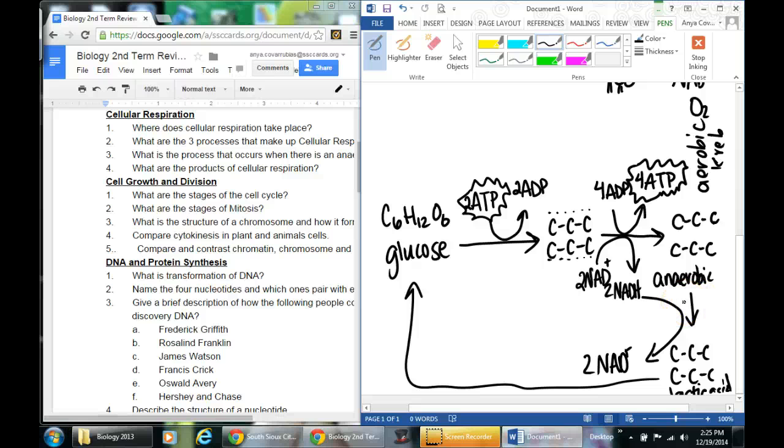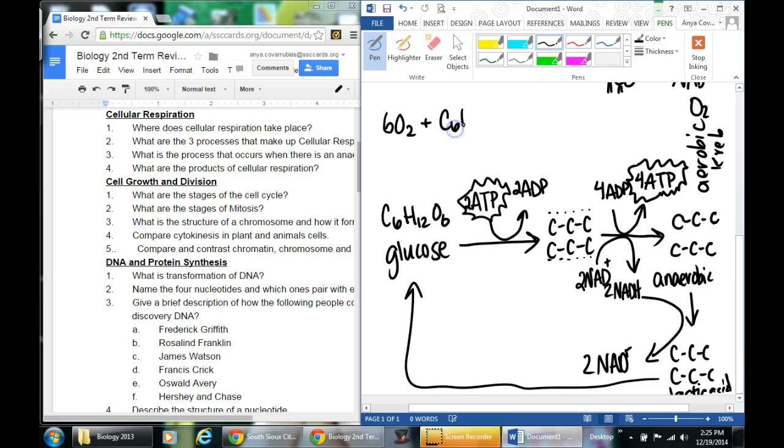So the products of cellular respiration then, so our equation is 6O2 plus 6 water produce, nope, sorry, just kidding.